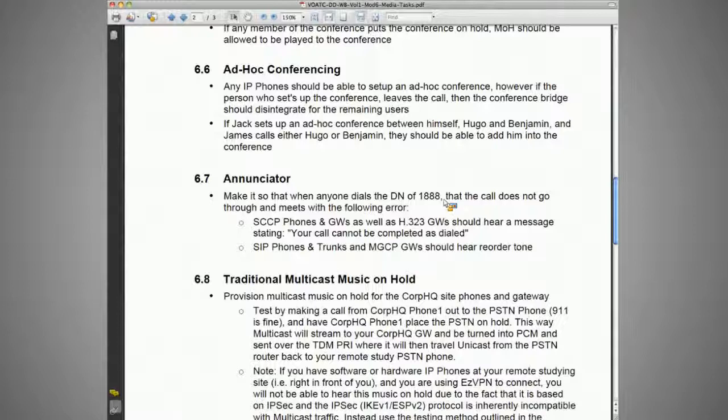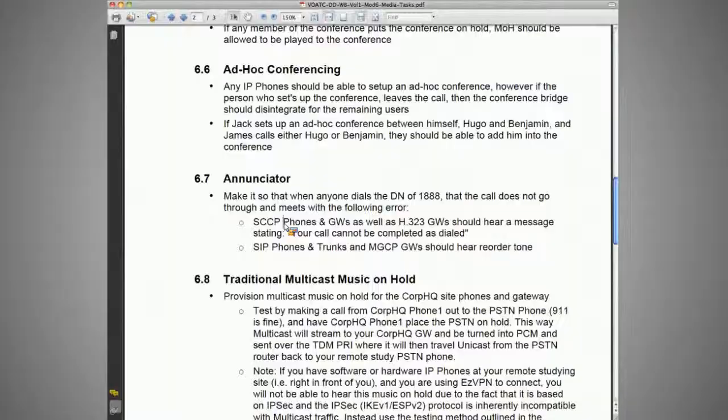Skinny phones and gateways, which we don't have any skinny gateways, but you could for FXS and FXO, as well as H323 gateways, should hear the message saying your call cannot be completed as dialed. SIP phones and trunks and MGCP gateways should hear reorder tone. Okay? Now wait a minute, I thought for Annunciator earlier we read together collectively in the CUCM SRND that Annunciator is only supported for skinny-based devices and they must be able to speak the skinny protocol. We did. Let's test it out.